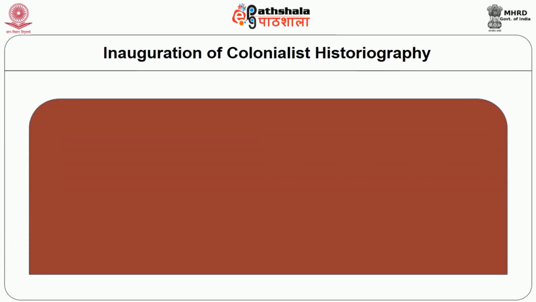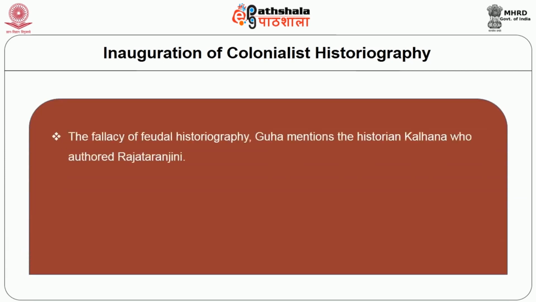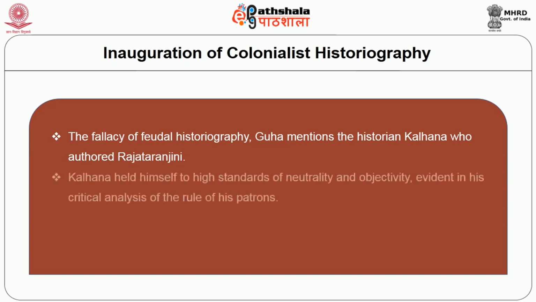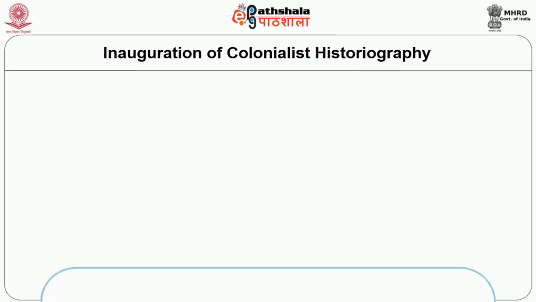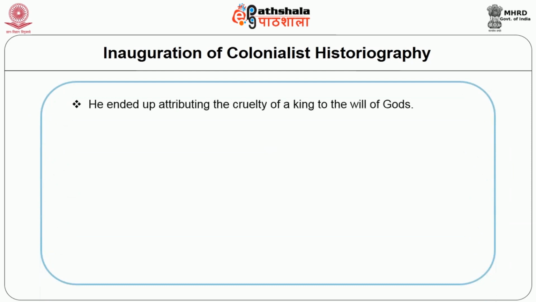To illustrate the fallacy of feudal historiography, Guha mentions the historian Kalhana, who authored the Rajatarangini. Although Kalhana held himself to high standards of neutrality and objectivity, evident in his critical analysis of the rule of his patrons, and although he did raise doubts about the absence of popular uprising, he was deeply embedded in the superstitious fears of his time. For instance, he ended up attributing the cruelty of a king to the will of gods.